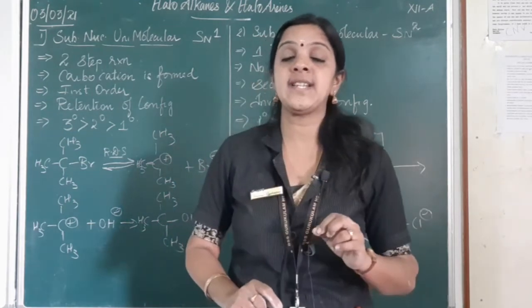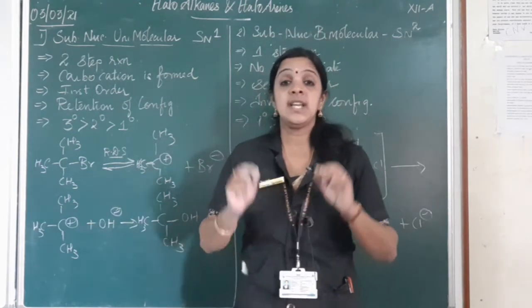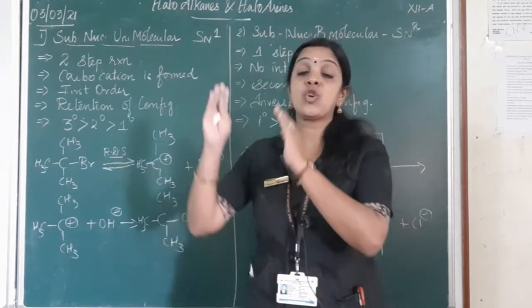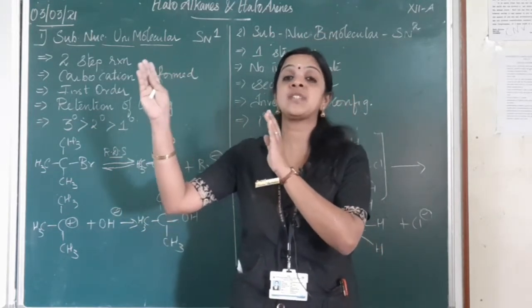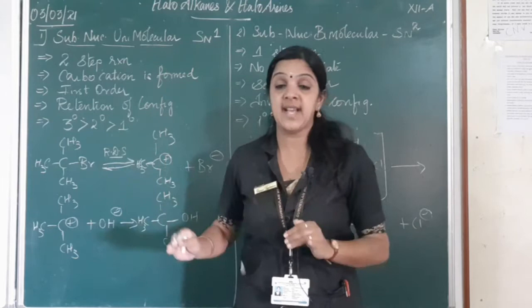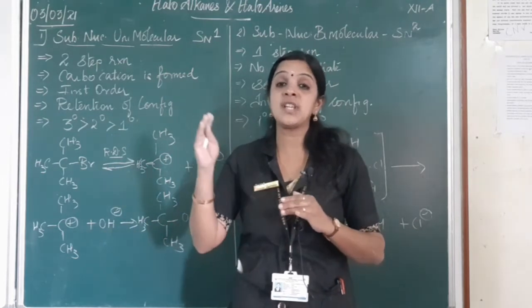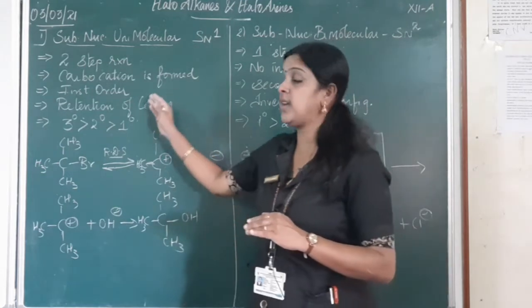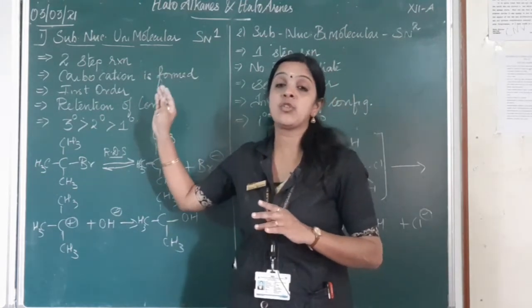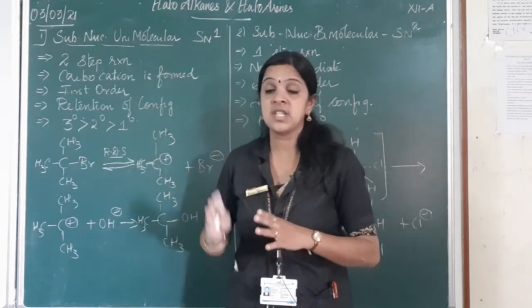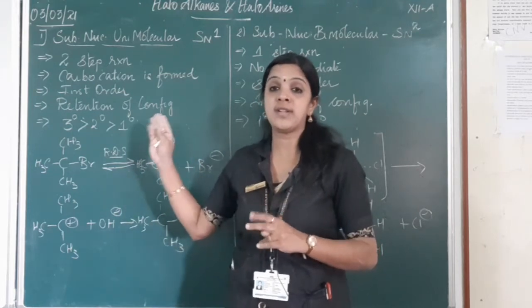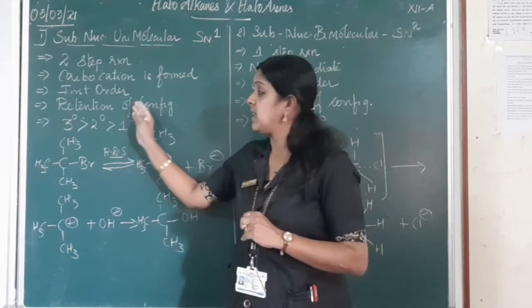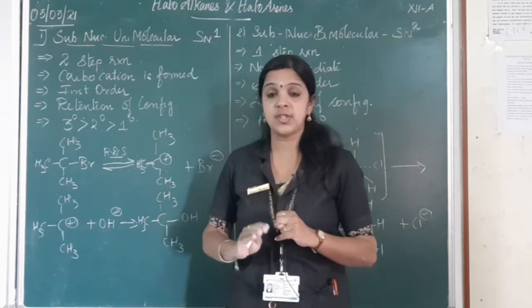In the chemical kinetics chapter we have learned that the order depends on the concentration, that is the power of the concentration of the reactants used in the reaction. So here it depends only on the concentration of one of the reactants, so we call it a first order reaction.